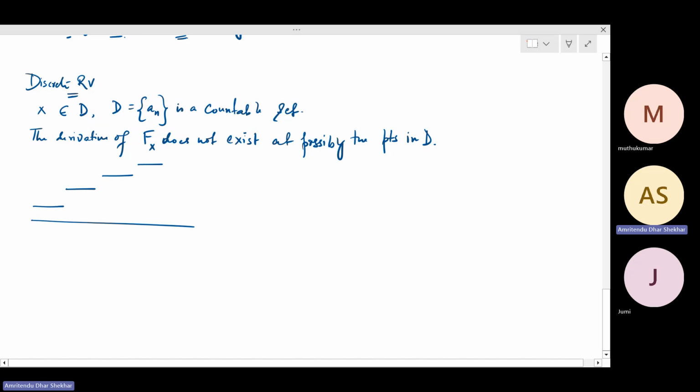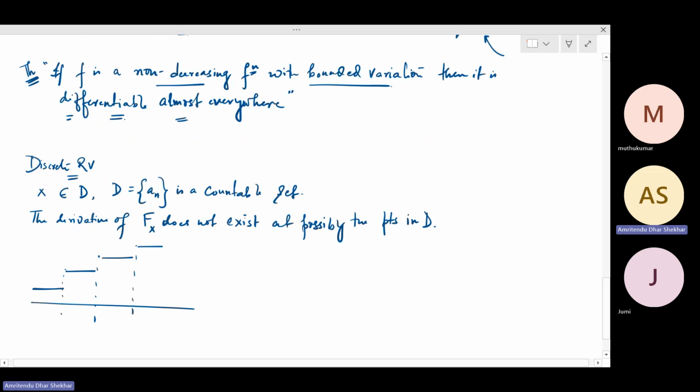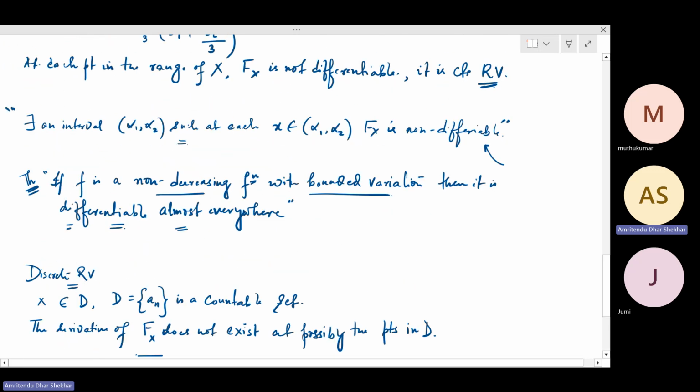But a step function does have a derivative defined, right? The derivative is not defined only at these steps. Only at this point the derivative is not defined. But here the derivative exists, right? Here the derivative is equal to zero. So you understand what is meant by almost everywhere, right?